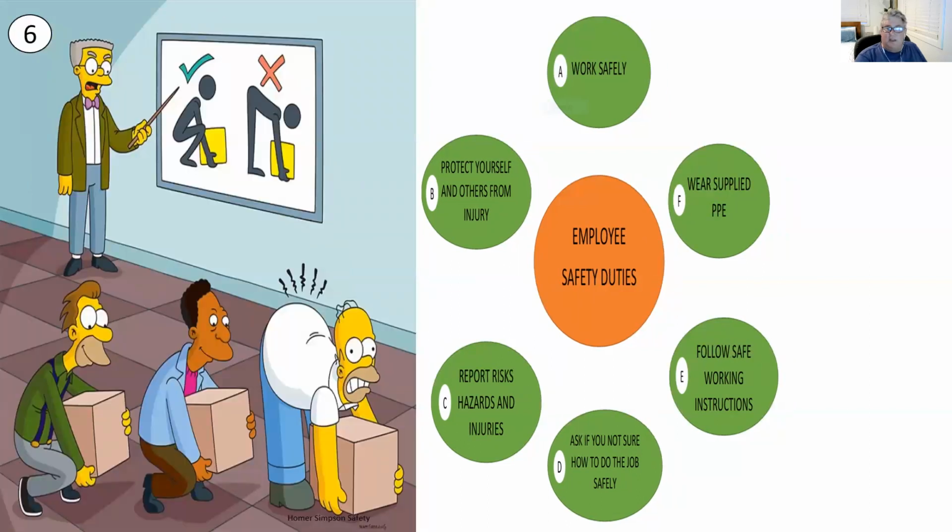So we'll move on to the next one. And this is our last slide. What bubble do you think best describes this scenario? Well, I guess this is follow safe working instructions then. That's right. He's showing the instruction there how to lift safely. Even Homer's not doing it, obviously. So that's correct. Yes, follow safe work instructions. That's great. Well done.